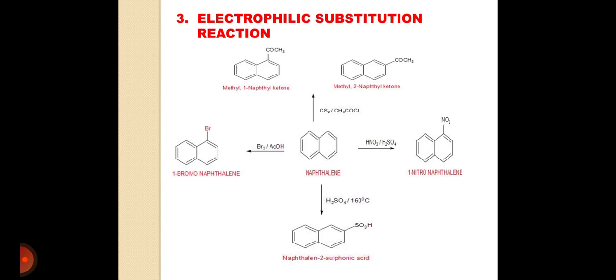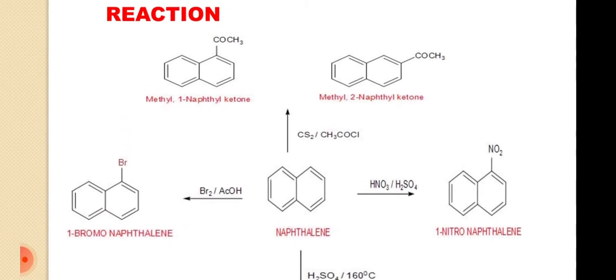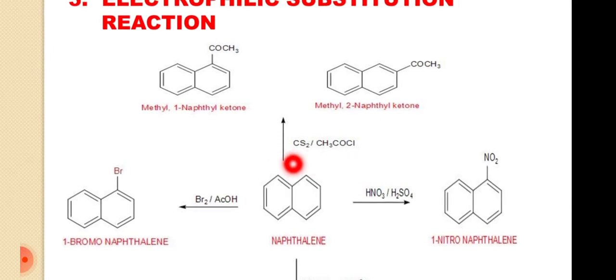The next reaction is the reaction of naphthalene with acetyl chloride, that is CH3COCl, in presence of carbon disulfide. Dear students, in this reaction we obtained two products. The first one is this one where the acetyl group gets attached on the alpha carbon. The product so obtained is a ketone, and it is called as methyl 1-naphthyl ketone.